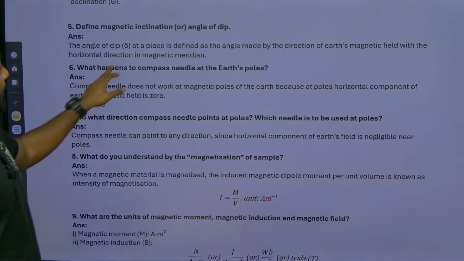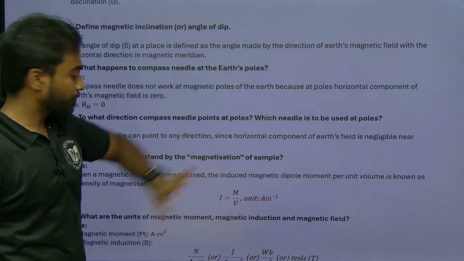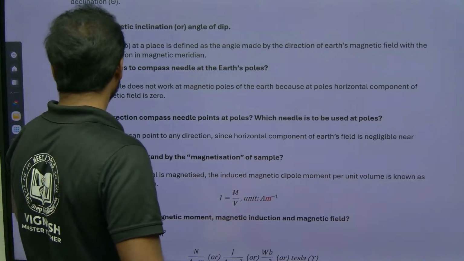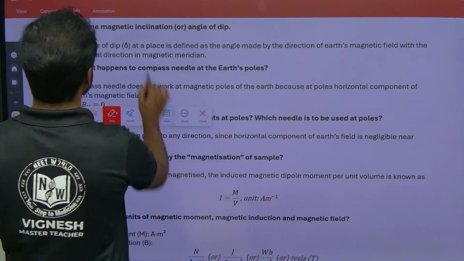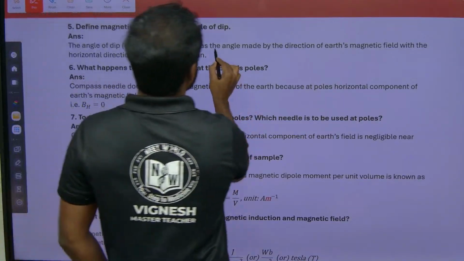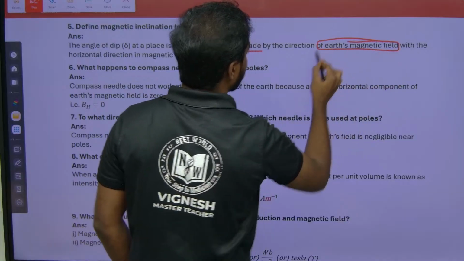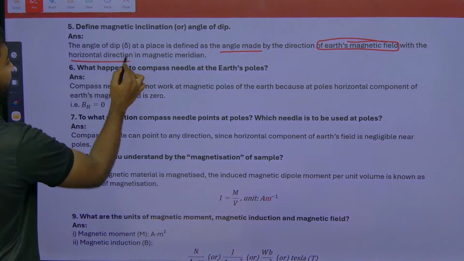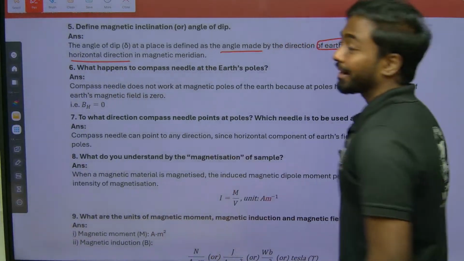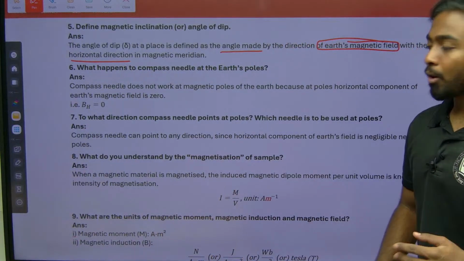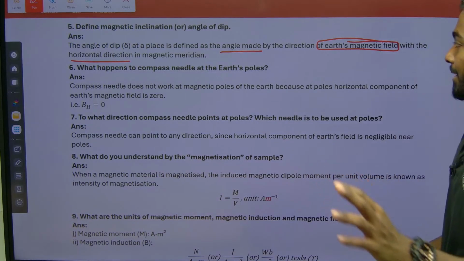The angle of dip at a place is defined as the angle made by the direction of Earth's magnetic field with the horizontal direction in a magnetic meridian. It is called magnetic inclination. Okay, so sixth question: what happens to the compass needle at the Earth's pole?